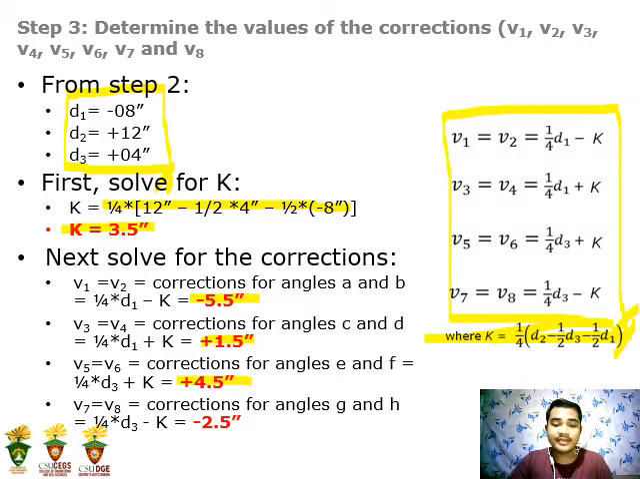Next is for v7 and v8, which also applies as the correction for angles G and H, no? v7 for G and v8 for H, no? And we have this formula 1/4 times d3 minus k, so we can have this value of negative 2.5 seconds.